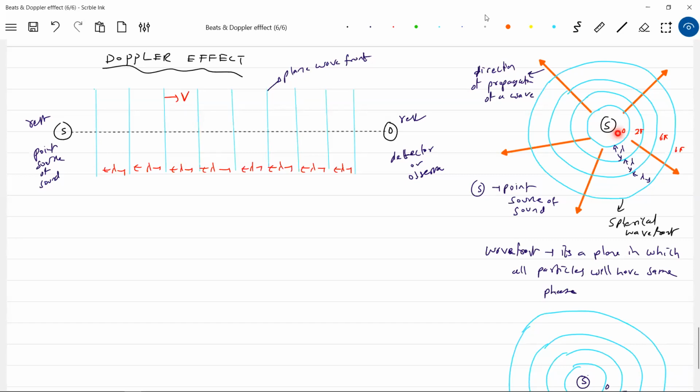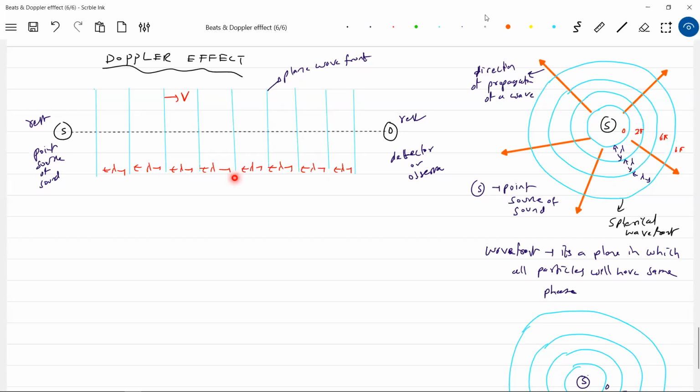A good example: if you're far away, can you draw a straight line here? That's all, no? If you draw a big circle, you can assume it to be like a straight line, because what is the circle made up of? A number of straight lines only. So if the observer is far away from the source, we'll get a wavefront like this, a plane wavefront. The distance between wavefronts will be lambda.